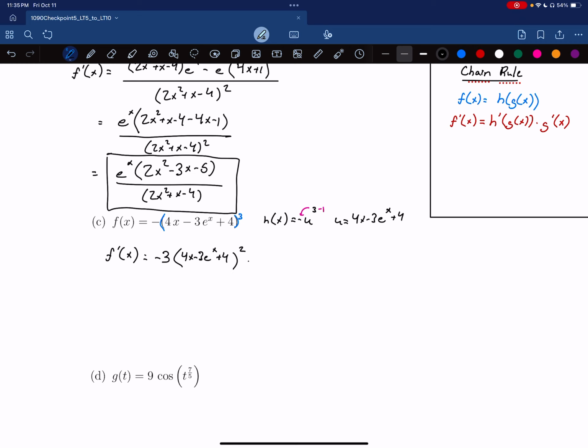And now we need to multiply this by the derivative of the inner function, g prime of x, or I guess in the case I used earlier, u prime. And this is the derivative of what's in here. From that, we will get 4 minus 3e to the x, because the derivative of e to the x is e to the x. And then as I really harped on in the last video, the derivative of a constant is just 0. So this is our answer here for this chain rule question.